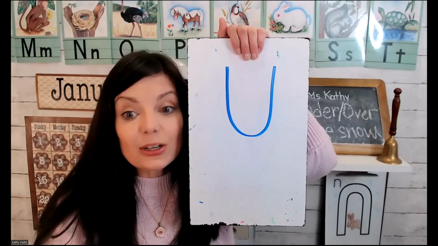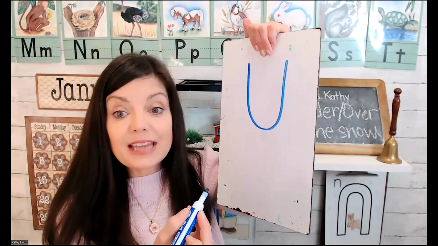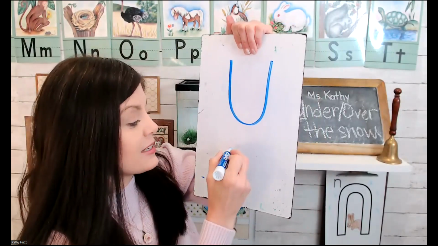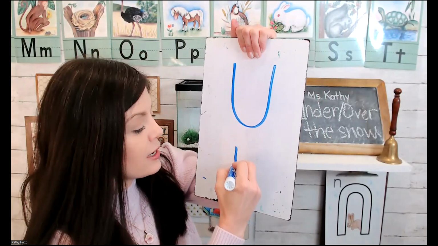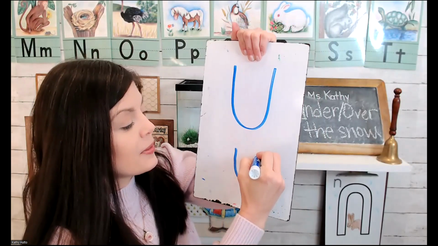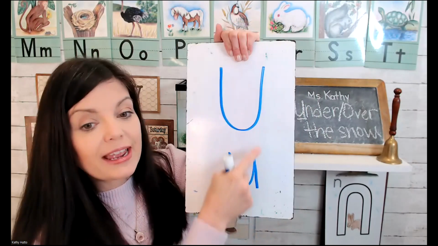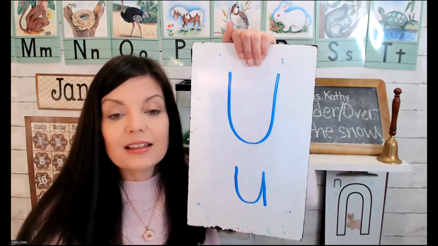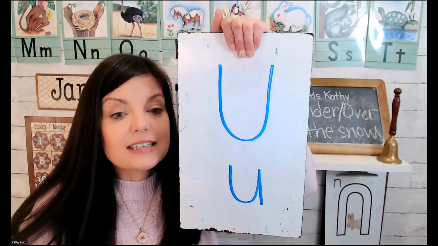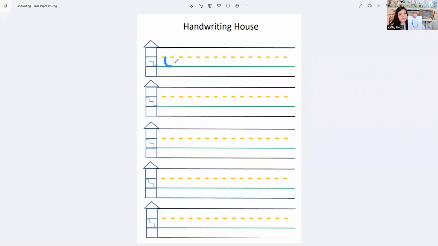To make a little letter U, you do the same thing, but with a little difference at the end. So down and curve around and up, but then you're going to fall straight down. Let's practice that one. Down, curve around, up, and then straight back down. Little U goes downstairs if you're using handwriting paper. So make sure you put little U downstairs.